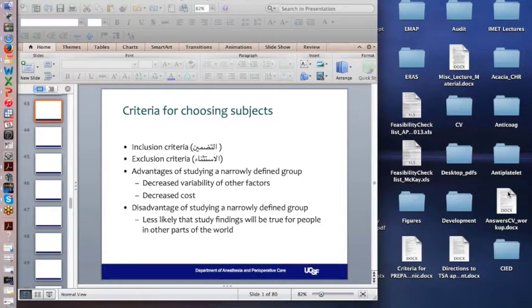So if we continue down our protocol, we're going to look at the subjects and how we choose the subjects and who we're studying. When you write your protocol, you have to consider who you include in the study and who you're going to exclude.